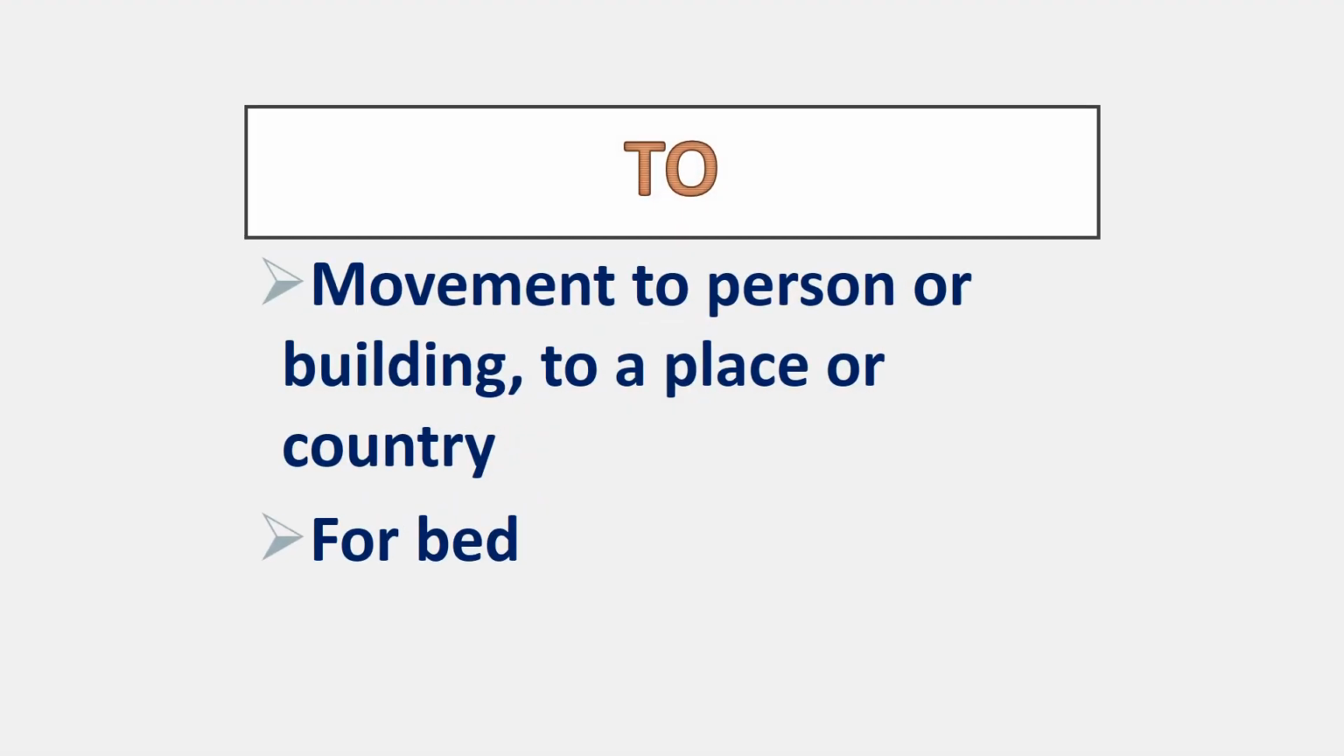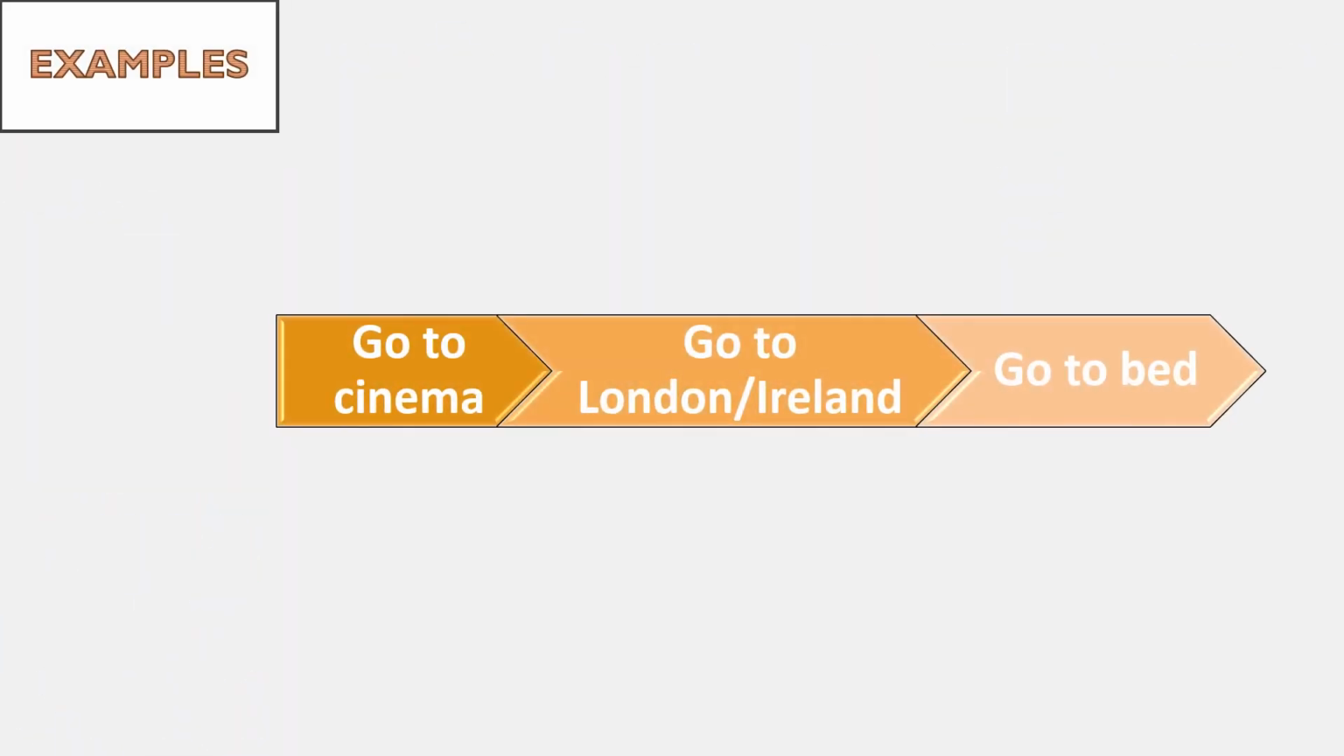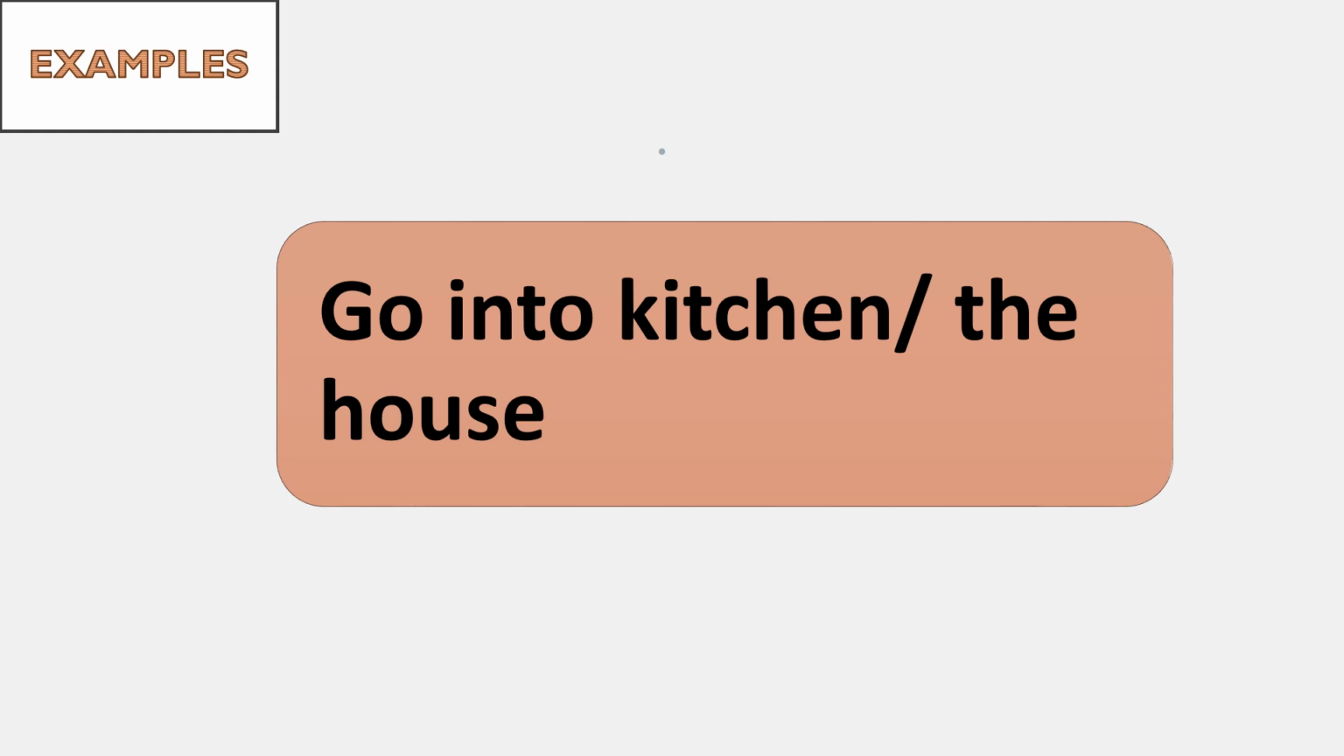"To". To is used with movement to a person or building, to a place or country, for bed. For example, go to the cinema, go to London, Ireland, go to bed. "Into". Into is used for entering a room or a building. For example, go into the kitchen or the house.